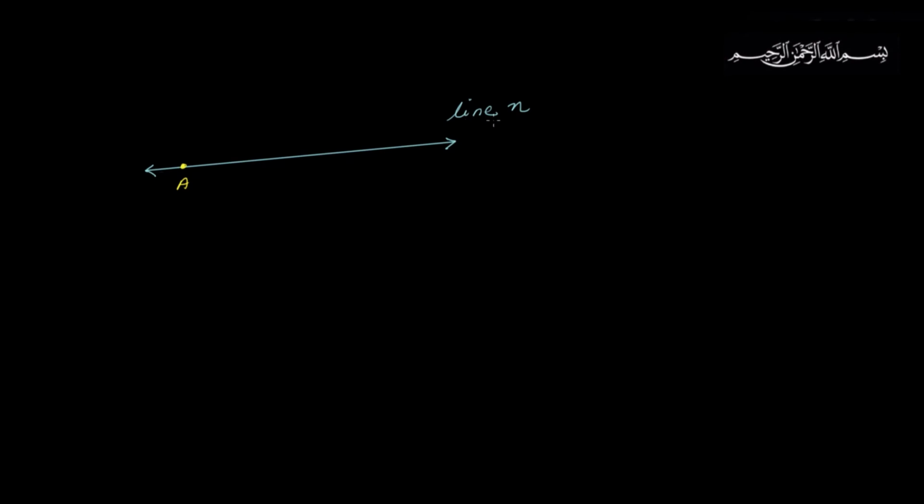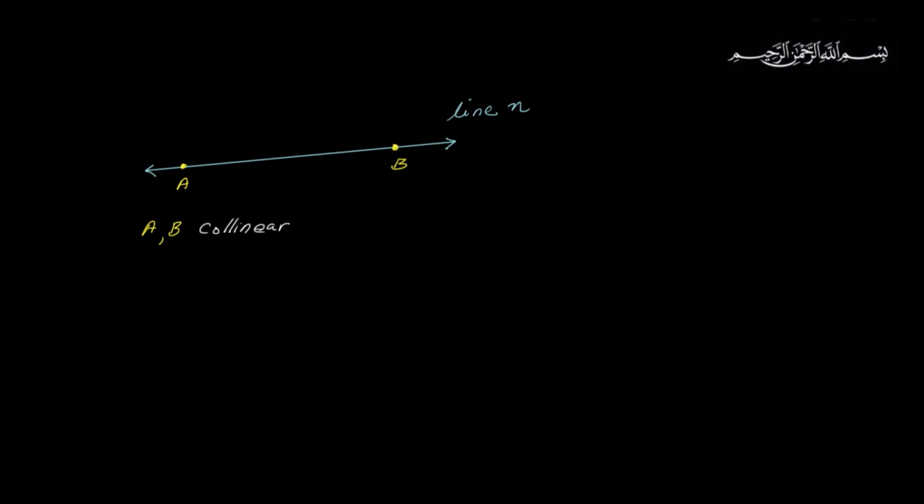So here I have line N, and I'm going to place 2 points over here, points A and B. Now, when 2 points are on the same line, you say they are collinear. C-O-L-L-I-N-E-A-R. Collinear. Co means the same, like co-pilot, like they're together. So A and B are collinear. Points A and B are said to be collinear. That means they are on the same line.